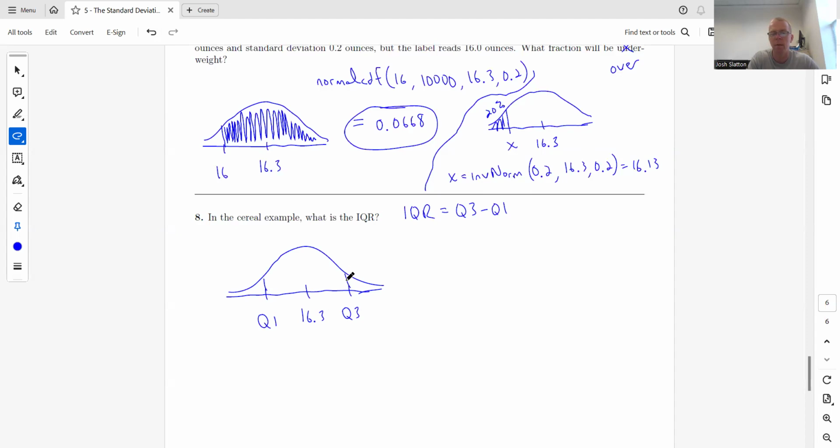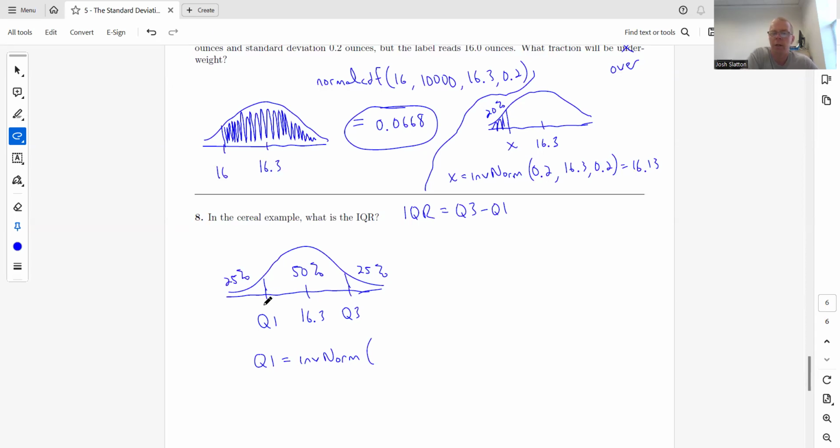Now, what do we know? What percent is between Q1 and Q3? That would be 50%. This is bringing stuff from chapter 2. The 50% between Q1 and Q3, how much does that leave in the tails? That leaves 25% and 25%. So how do we find Q1? We're given a percent, we need to find a data point. That means we're going to use inverse norm.